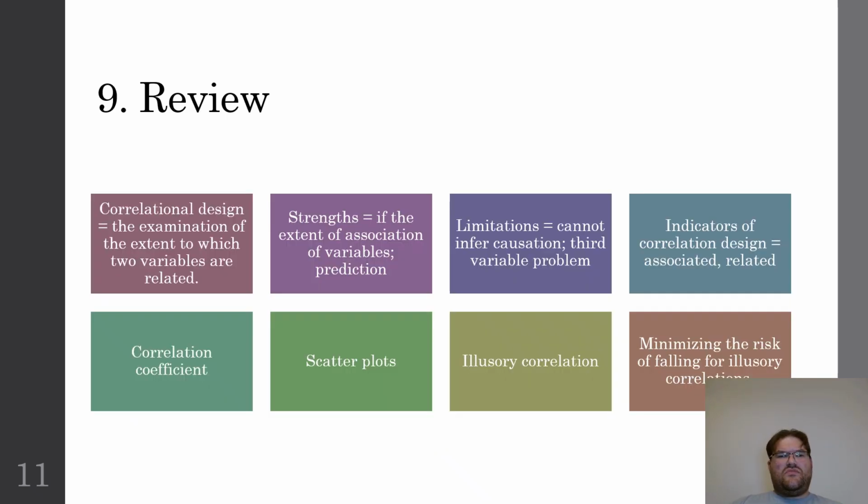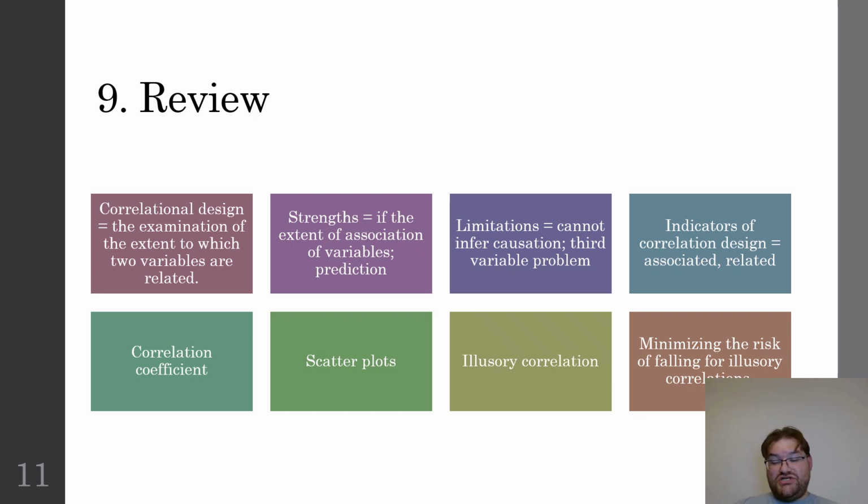So in review, correlational designs are the examination of the extent to which two variables are related. The strengths of a correlational research design are that they help us determine if and to what extent variables are related, and they help us with prediction and statistical models. Limitations are we can't infer causation, and maybe there's a third variable causing both A and B. Indicators of a correlational design are when people use words such as associated, related, relationship, linked together.